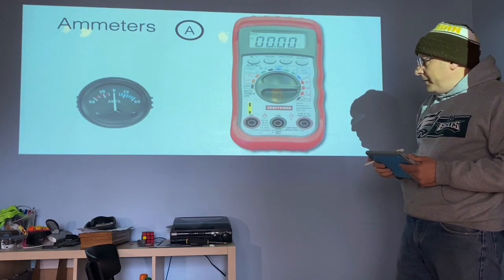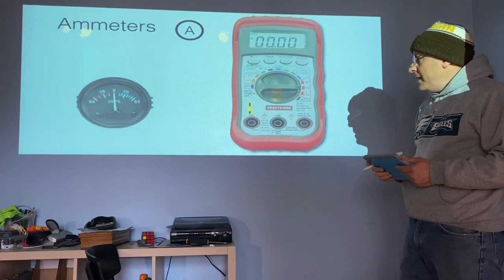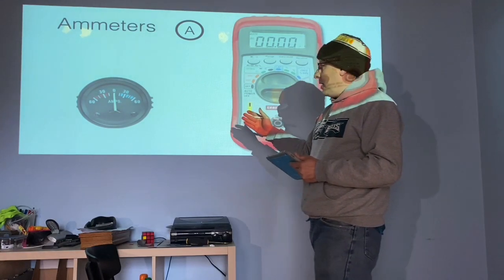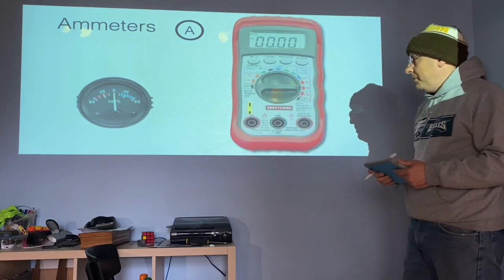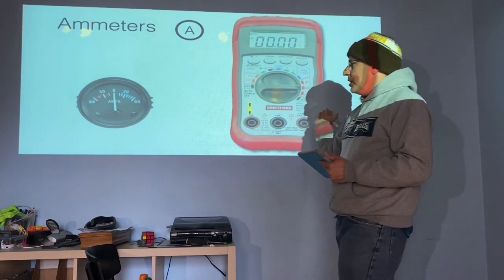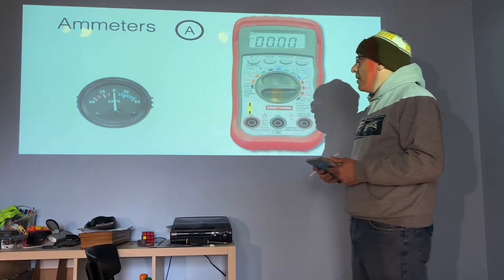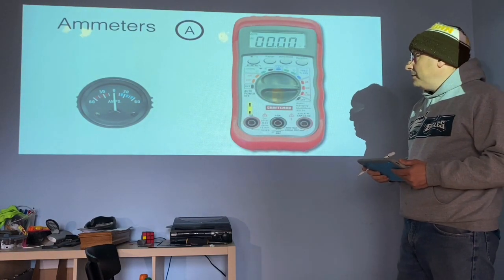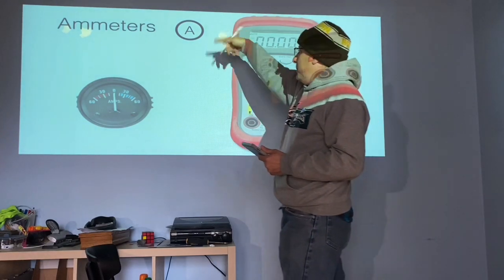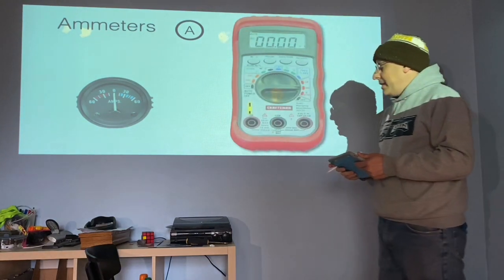Again, this is one that you might find in the car dashboard, and it lets you know how much current is either entering or leaving the battery at any given time, whether or not your battery is charging or discharging, okay, and how quickly. Again, there's no label for these other than the symbol, which is your circle with the A inside.